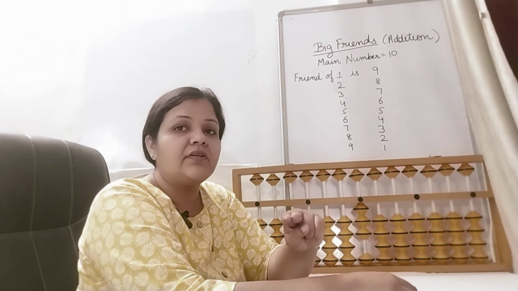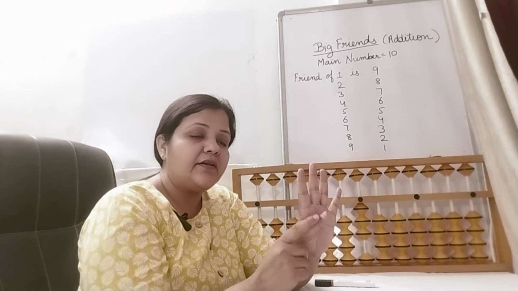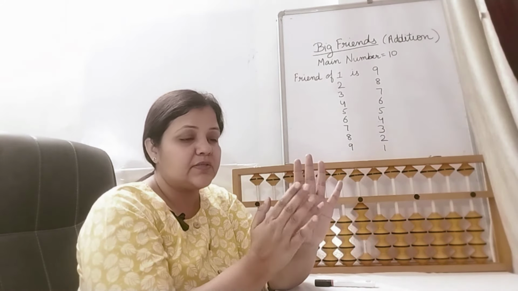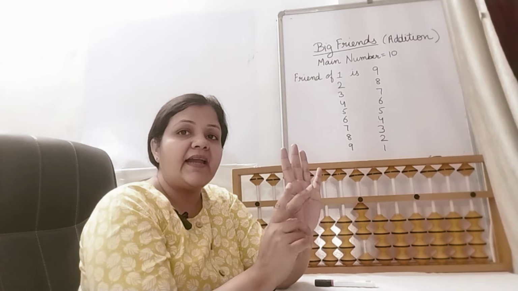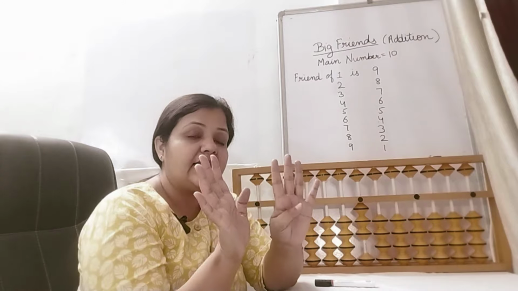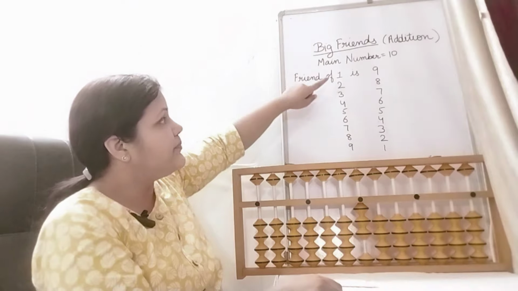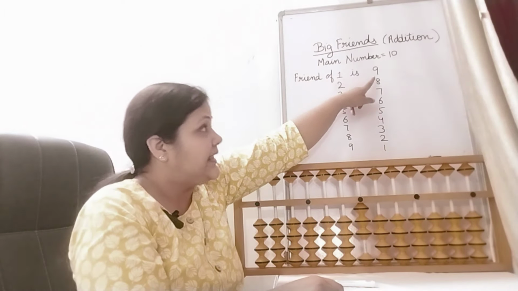How do we find the small friend? We see that the number that we are adding and the friend, the addition of both the numbers should be 5. For example, if I want to find the friend of 1, we'll see what should be added to 1 to make it 5. That's 4. So the small friend of 1 is 4. Now, if I want to find the big friend of 1, I'll see what should be added to 1 to make it 10, because in big friend our main number is 10. So what should we add to 1 to make it 10? That's 9. So the big friend of 1 is 9.